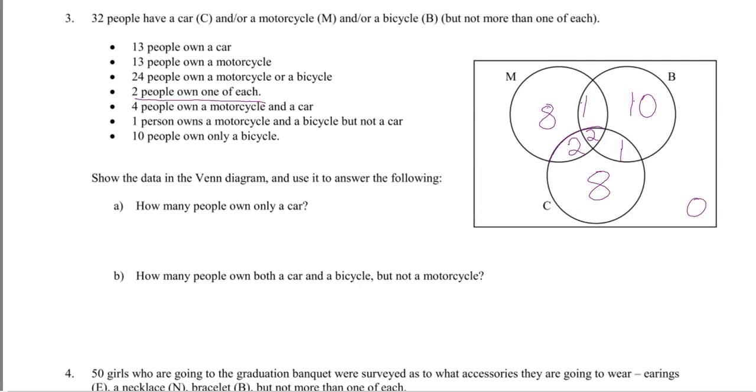Okay? So what we say here is 3 people own a motorcycle and a bicycle. 3 people own a bicycle and a car. 4 people own a motorcycle and a car. 1 person owns only a car and a bicycle. 1 person owns only a motorcycle and a bicycle. 2 people own only a motorcycle and a car. So how many own only a car? 8. How many people own both a car and a motorcycle, a car and a bicycle, but not a motorcycle?